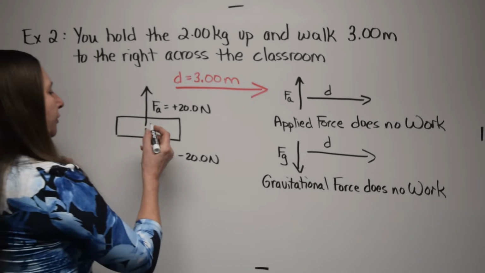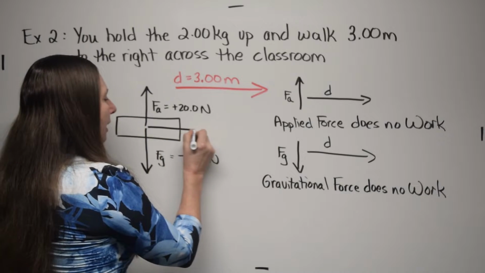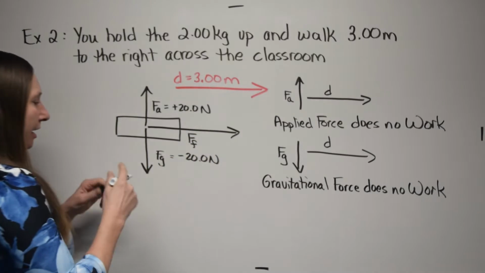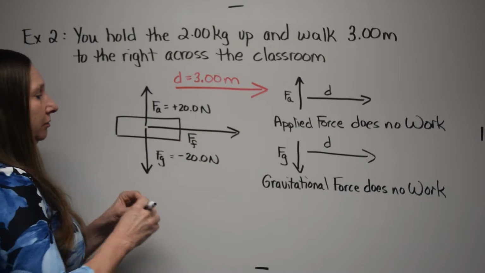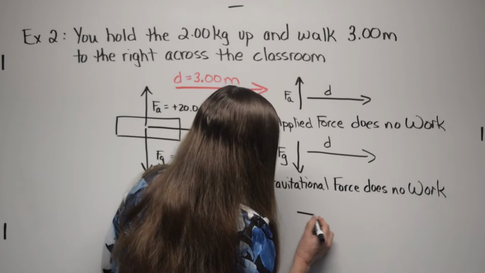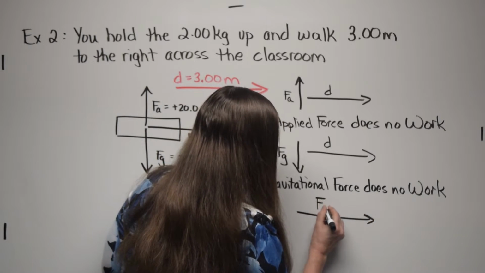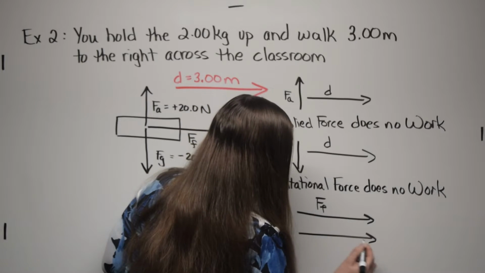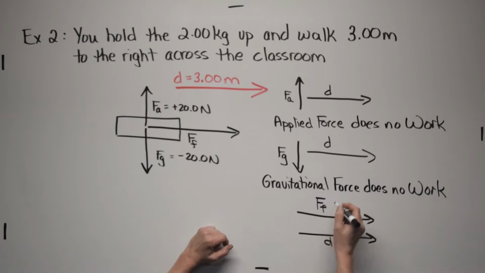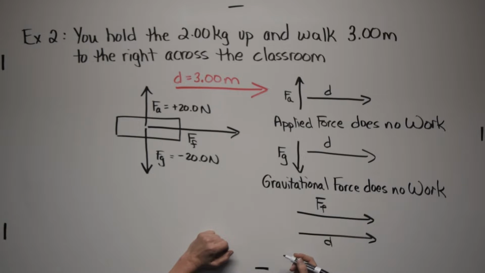Now I will draw the friction right there. Ff. We don't know how much the friction is. Doesn't matter. But the friction is to the right, Ff. The displacement is to the right. The force and the displacement are parallel.